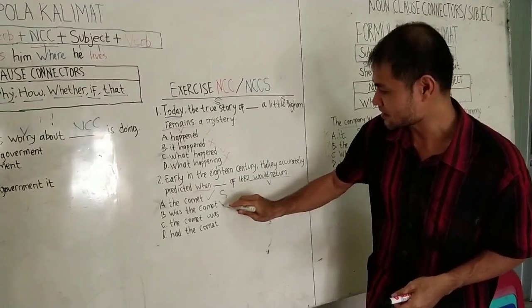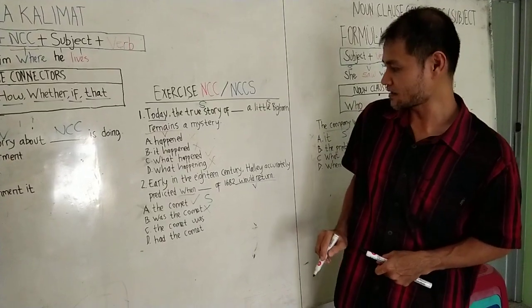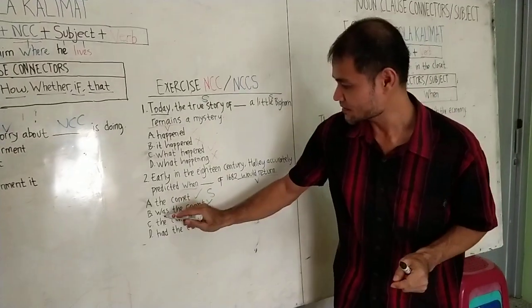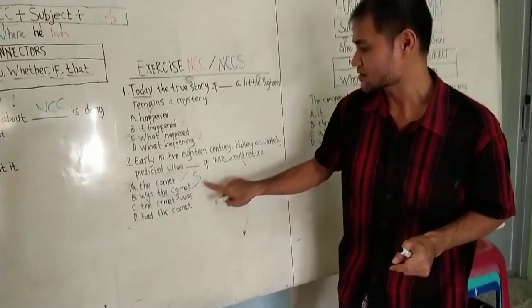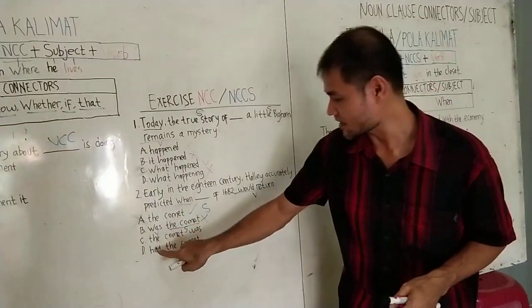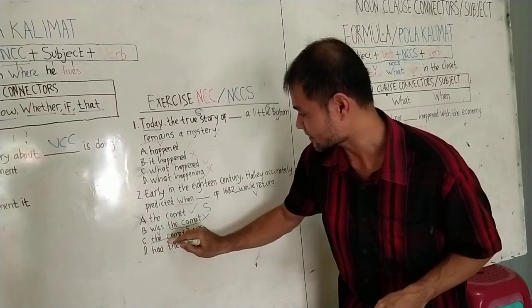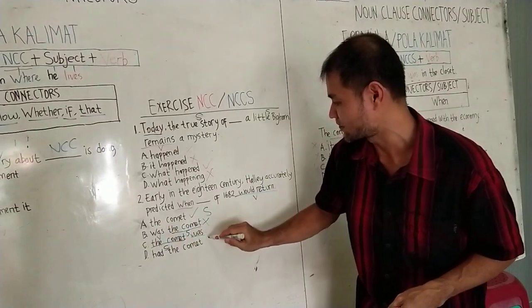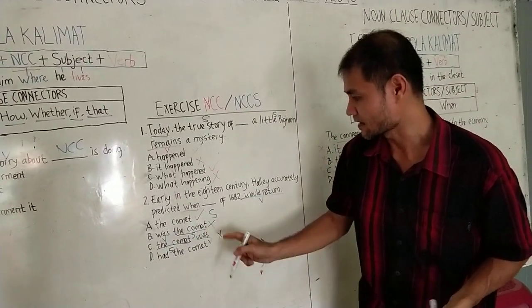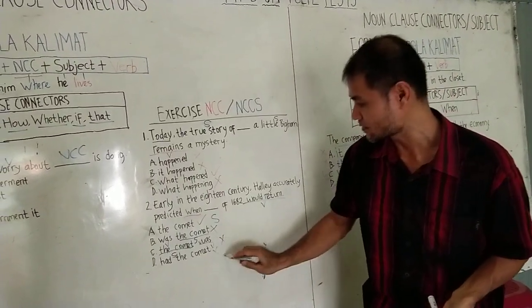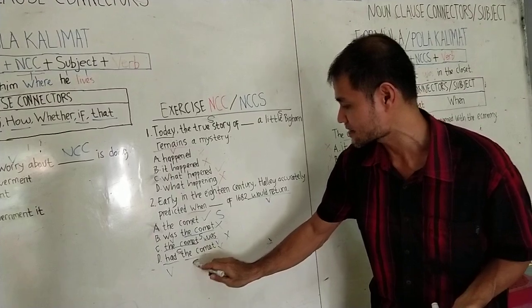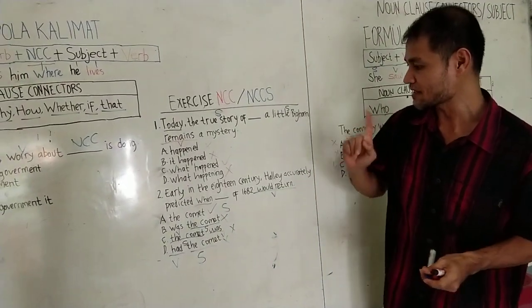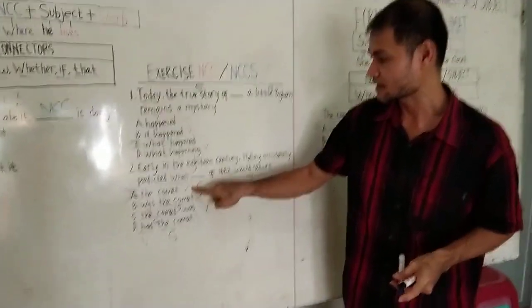B is incorrect because it consists of verb and subject. C is also incorrect, subject and verb. Just like D, it is incorrect too because it has a verb and it has a subject. So the best choice is A.